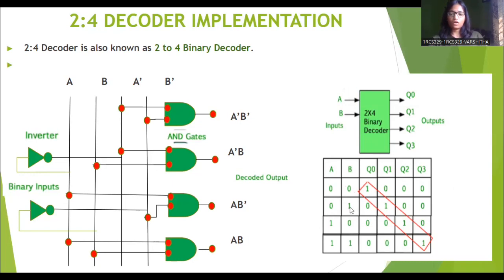At 0 and 1, Q1 is active. For 1 and 0, Q2 would be active. For 1 and 1 input signal, Q3 would be active. So only one output signal is active for each input signal.